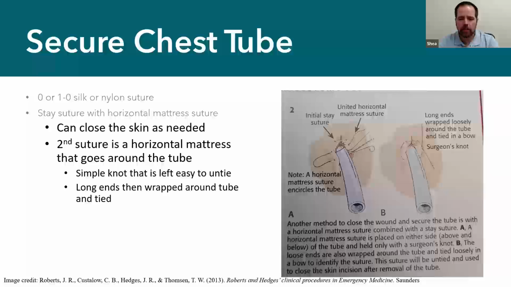So with this one, you're not actually tying it down to the skin. It's just a simple knot. It's not locked. It's not a full suture. And then you wrap the tails like you would on the other suture, and you tie that. Same idea: you want the tube indented, but not collapsed all the way.